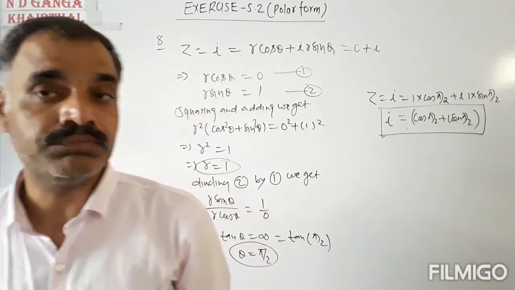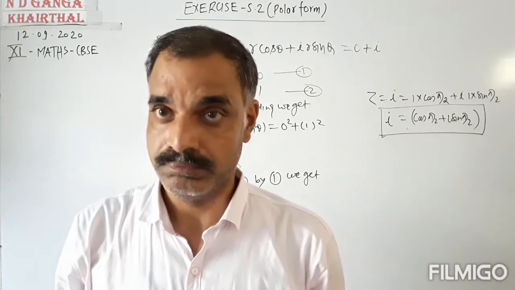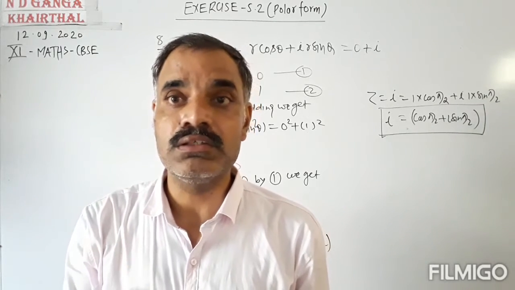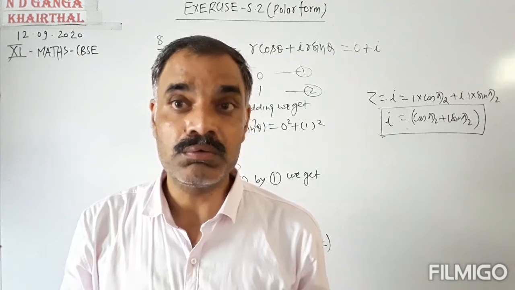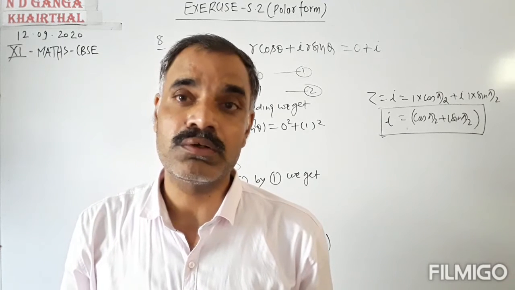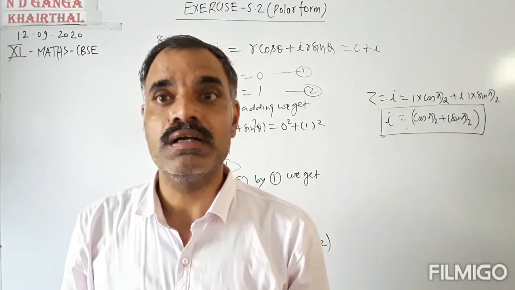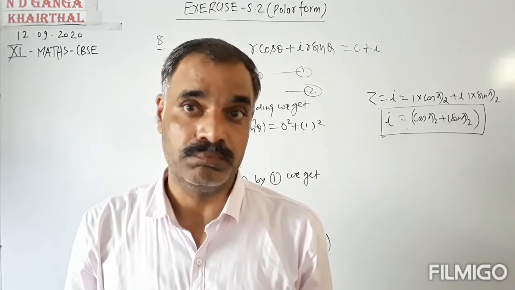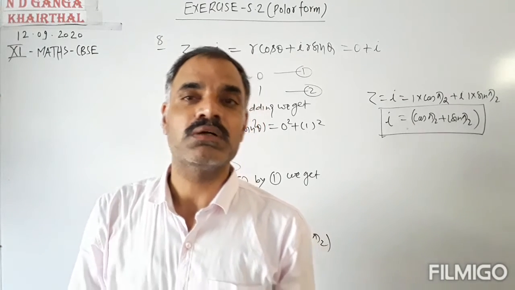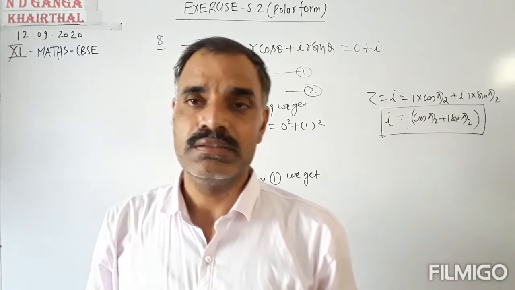In this way we can find the polar form. Here we have done two types of questions: find out the magnitude and amplitude of the given complex number, and convert the given complex number into polar form. Both the methods, both the questions are approximately the same.